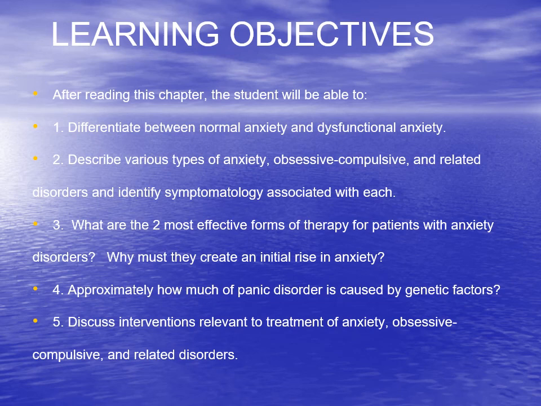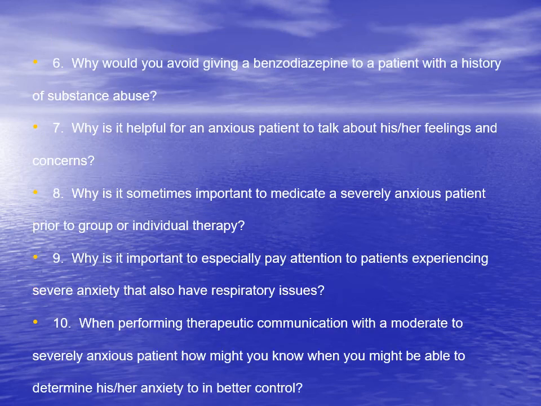Okay, so some of the interventions relevant to the treatment of these disorders. We talked about the different kinds of therapy, the different medications. Number 6, you don't want to give a benzodiazepine to a patient with a history of substance abuse because it can be a substance of abuse. So you don't want to get them addicted to Ativan or Klonopin or any of the other benzos.